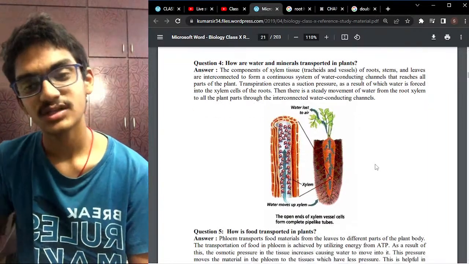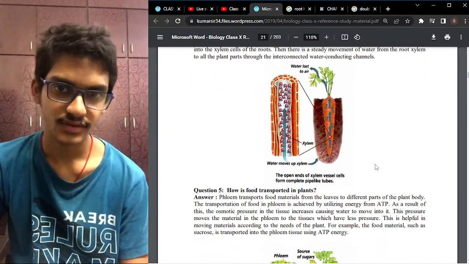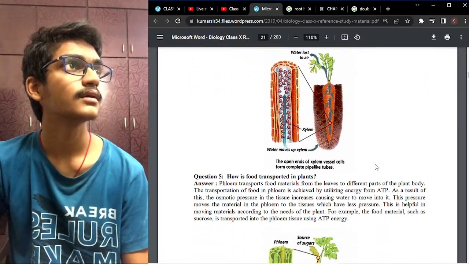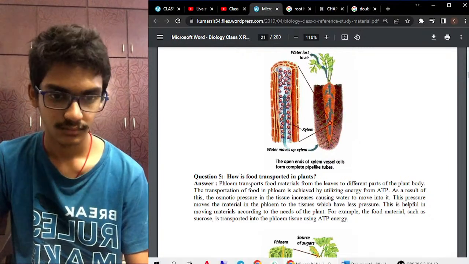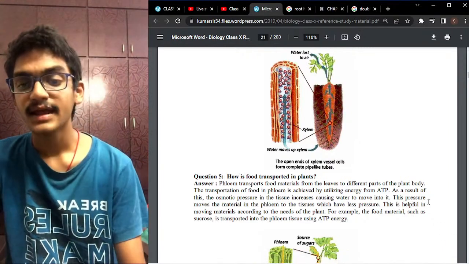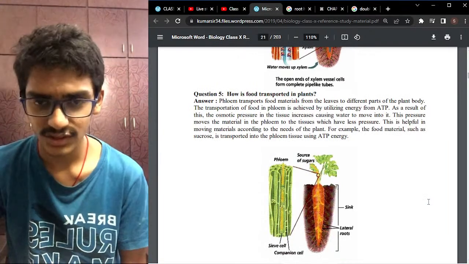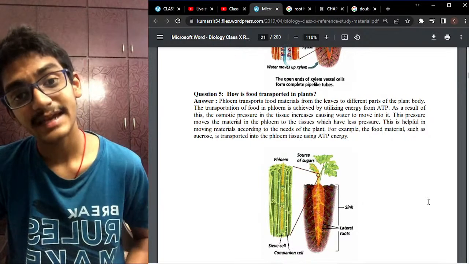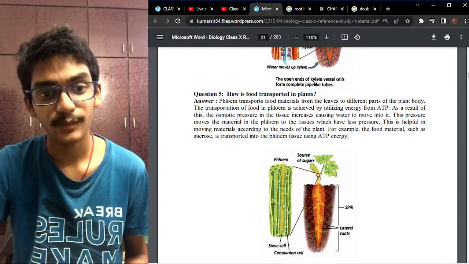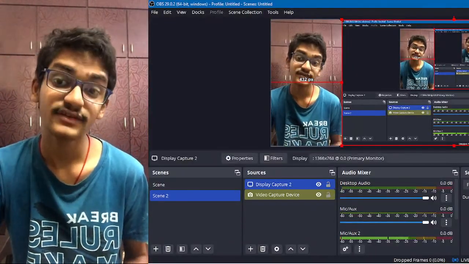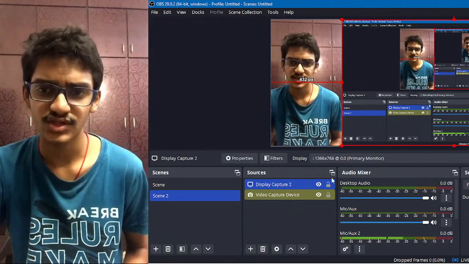Then you can mention about the transpiration and everything. This entire process you have to mention. Then how is the food transported? For the food transport, everything you have to mention: the osmotic pressure, then sieve tubes and companion cells, and how the energy is actually being utilized for the transportation process.